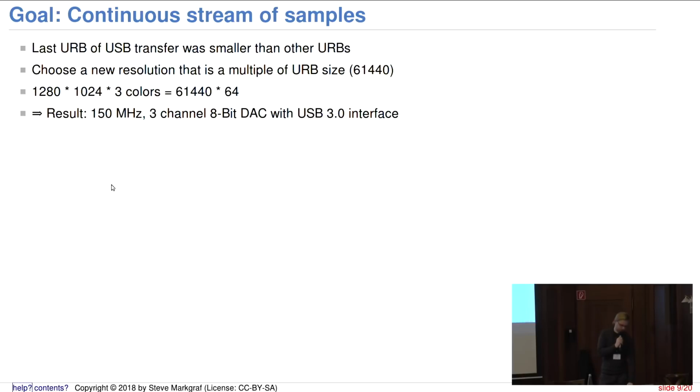And so I looked at all the resolutions this device supports, and there's actually a few which are an even multiple of the USB SuperSpeed transfer size, and so I'm just using 1280 times 1024, and you end up with a roughly 4 megabyte buffer for one frame, and there's no more lost samples, and you just have a plain 3-channel 8-bit DAC with USB 3 interface, which can go up to 150 megahertz sample rate.